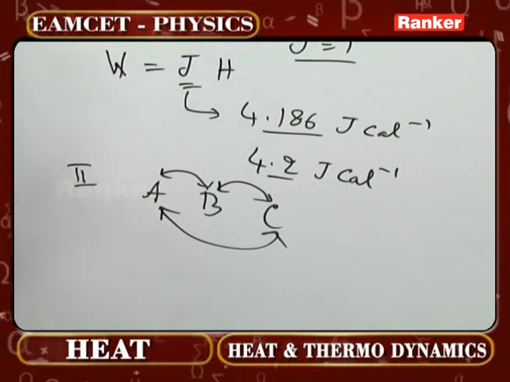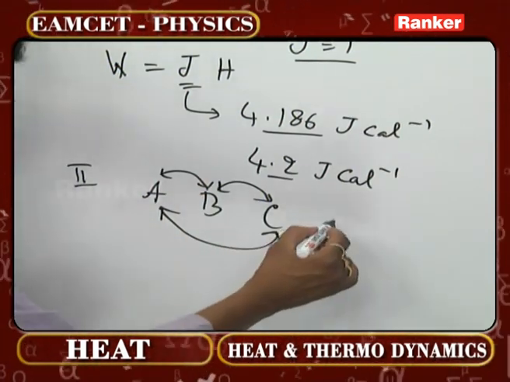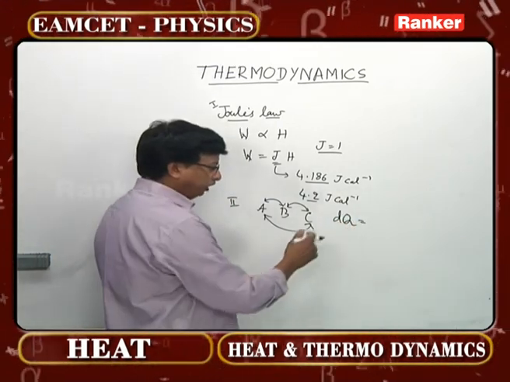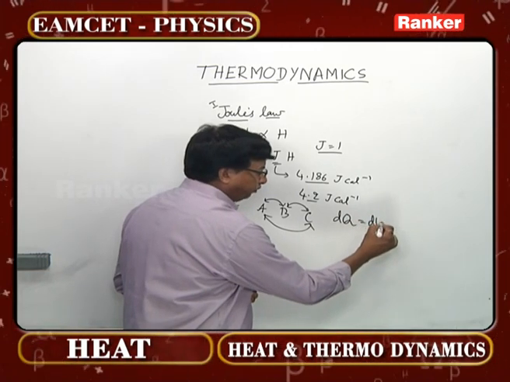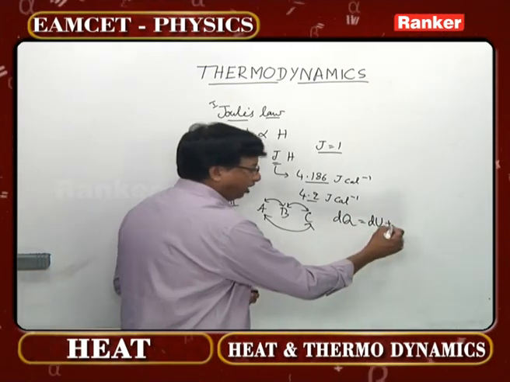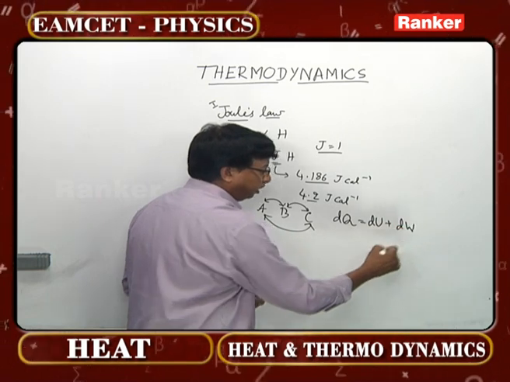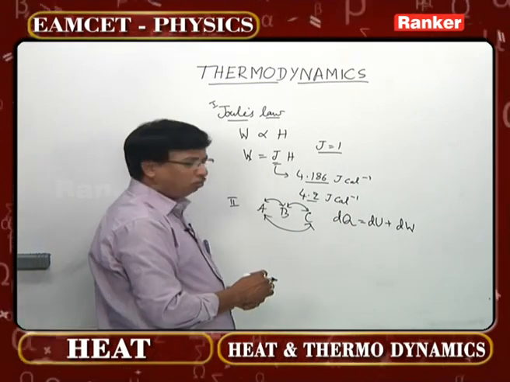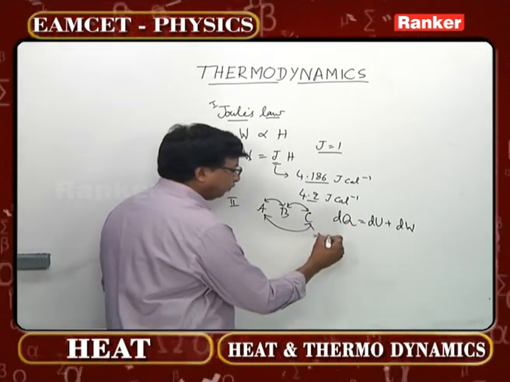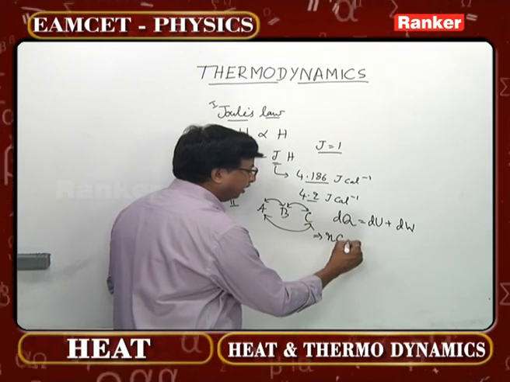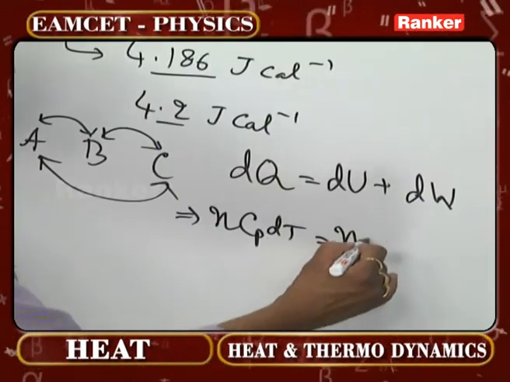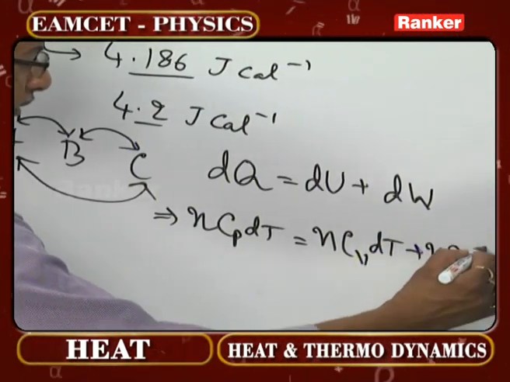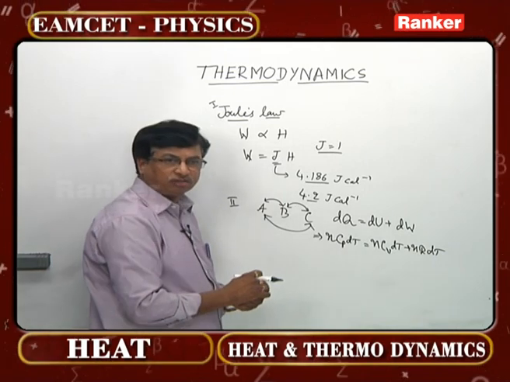In the same manner, what is the first law of thermodynamics? The quantity of heat energy supplied to a system, that is dQ, is the sum of the change in internal energy of the system and the amount of work done in that particular process. So dQ is equal to dU plus dW. The same we can write as nCp dT is equal to nCv dT plus nR dT. This is the way of rewriting the same equation.